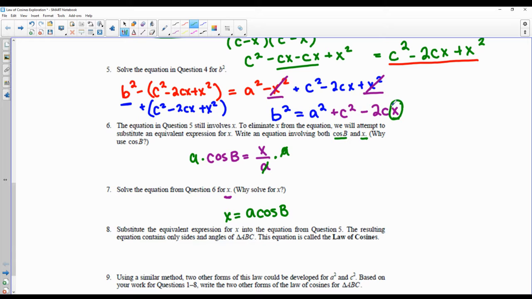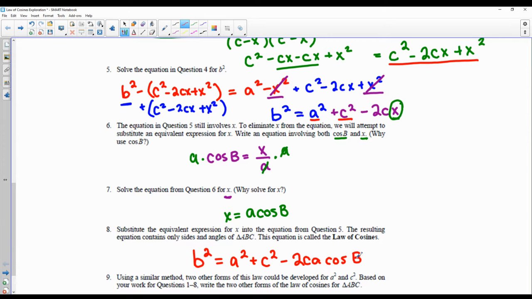equation. So we're just going to substitute this in up here for this x and write down what our new b squared is equal to. b squared is equal to, again, I'm going to write down all of this just like it was, a squared plus c squared minus 2. Now instead of this x right here, we're going to plug in, we could write c, 2c, and then a times the cosine of b.